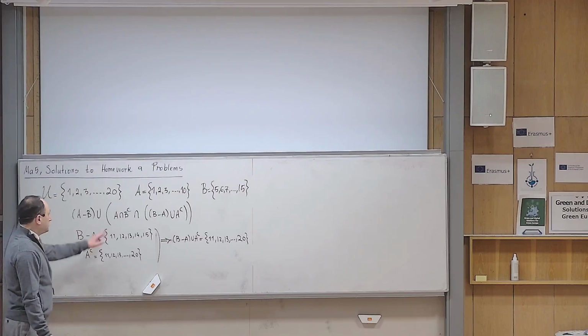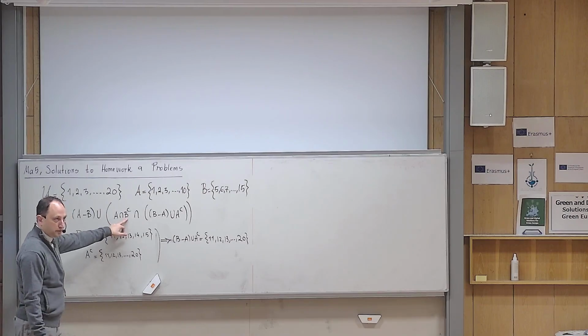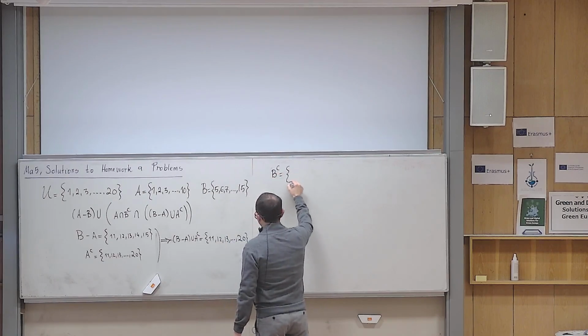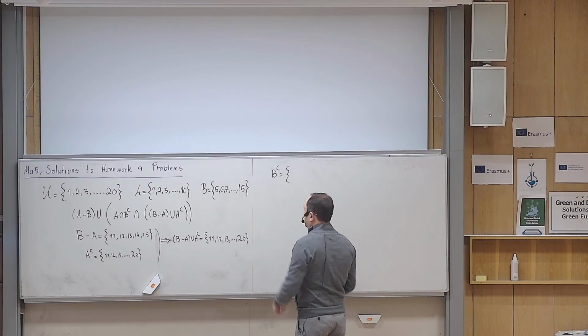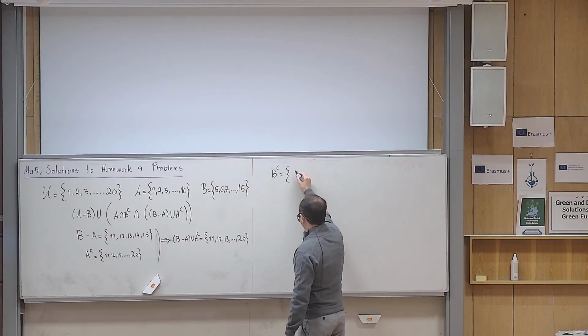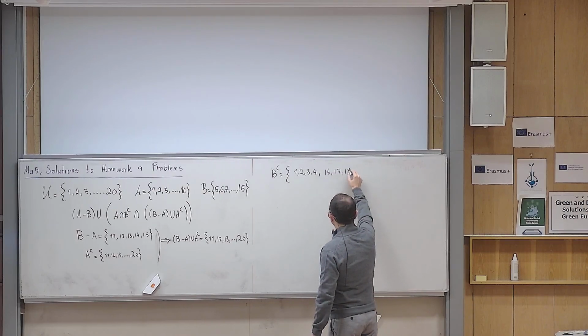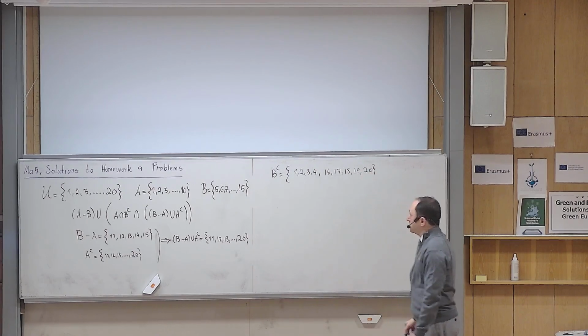And then I have to determine this set. To determine this set, I need B complement. So what is B complement? B complement means whatever is inside U, but not in B. So there are two parts: 1, 2, 3, and 4, and 16, 17, 18, 19, and 20. Do you agree? This is B complement.